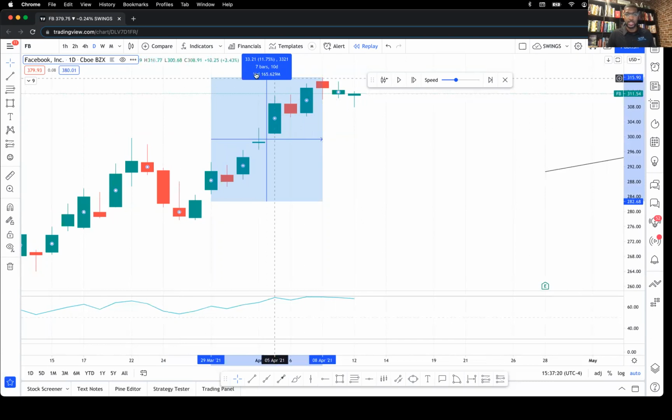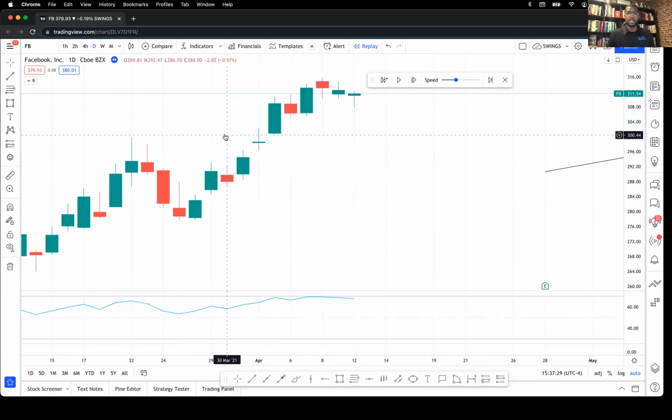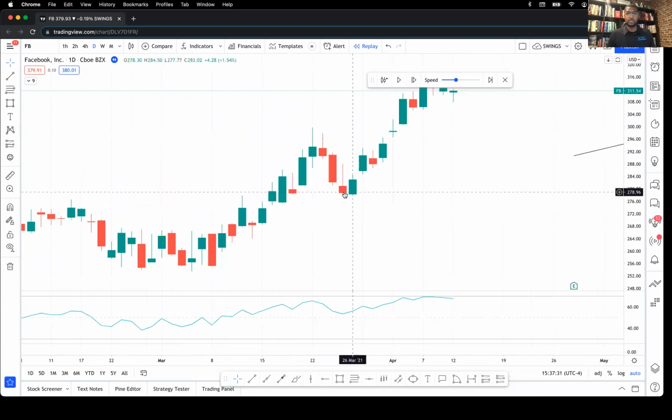So over a 10-day period, a little bit over a week, you would have been able to make 11.75% return on Facebook just by using the candlestick reversal pattern of a bullish engulfing.